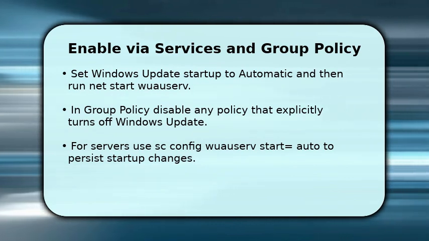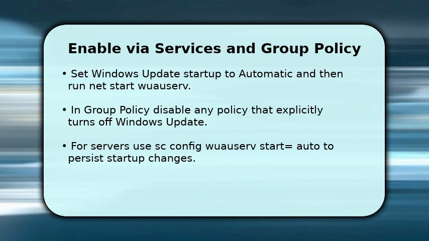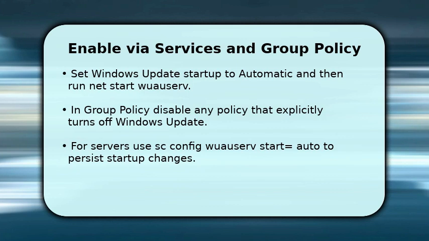If group policy is blocking updates, open gpedit.msc and either disable the blocking policy or set it to not configured. On systems without gpedit, use local group policy changes or domain GPOs. For persistent service settings on older systems, use sc config wuauserv start= auto to ensure the startup type remains automatic.